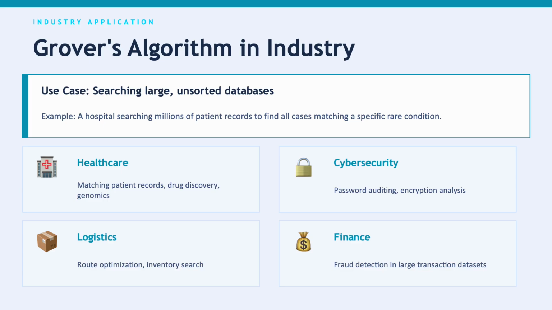So, the use of Grover's algorithm in industry. One of the most exciting real-world applications of Grover's algorithm is in database searching. Hospitals, for example, keep enormous databases of patient records. If a doctor needs to find all patients with a specific rare disease among millions of records, a classical search could take a very long time. Grover's algorithm could dramatically reduce that time.